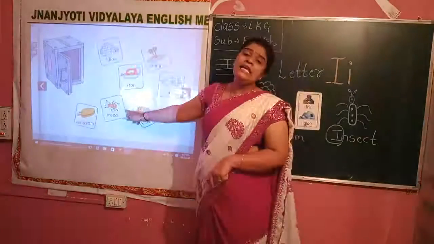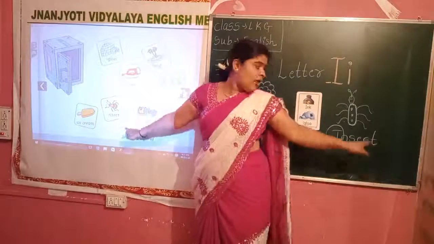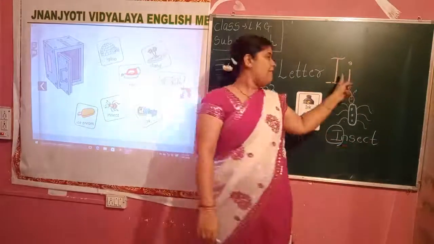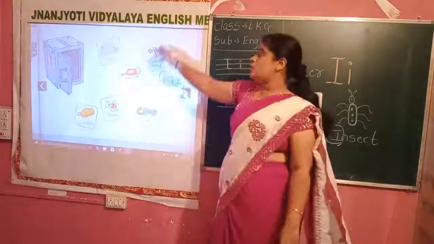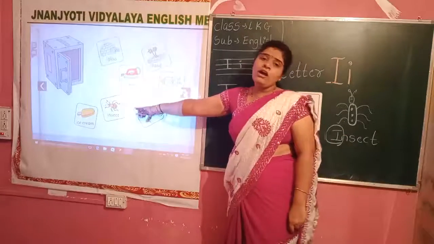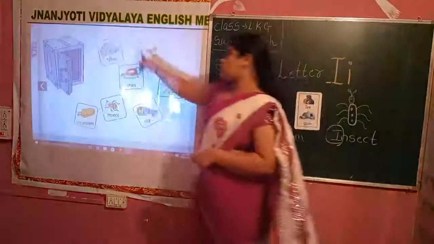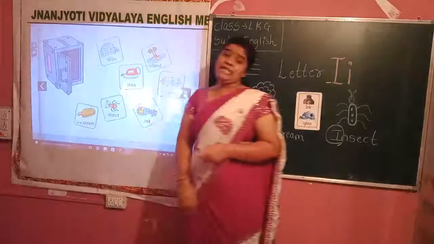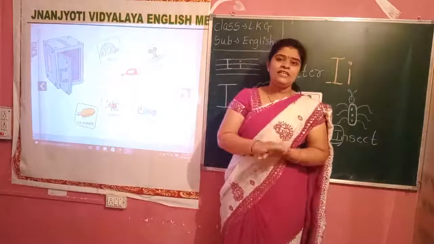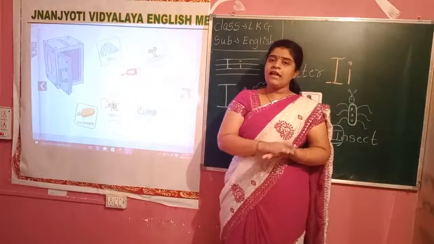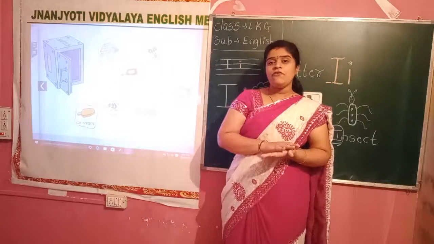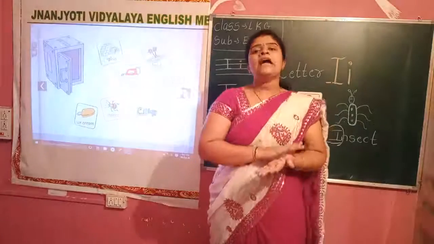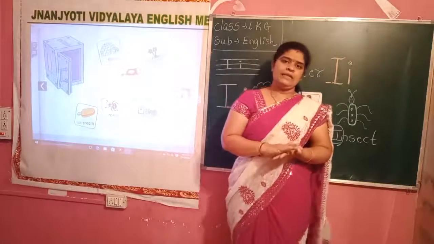I for insect. Already I showed you here. I for insect. Here also they are given. And next one, I for ice cream, your favorite one. Yes, children. Ice cream, your favorite, na? Yes. I for insect, I for ice cream.